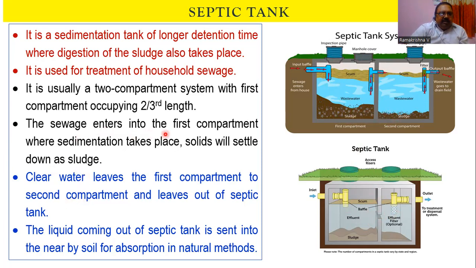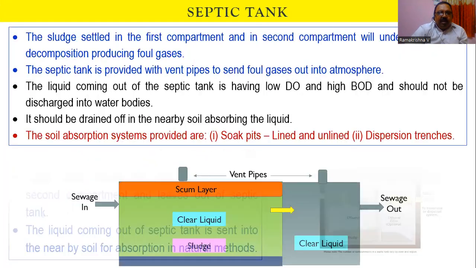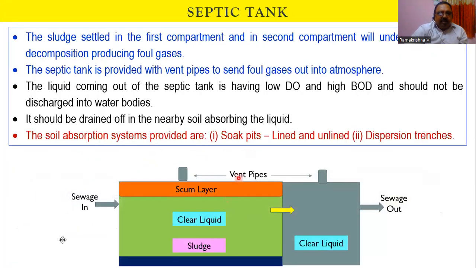So the sewage enters the first compartment where sedimentation takes place. Solids will settle down as sludge. Clear water leaves the first compartment to the second compartment and leaves the septic tank. The liquid coming out of the septic tank is a cleared liquid, and is sent into the nearby soil for absorption by natural methods. It should not be directly sent out. So there should be a proper disposal method for the sewage coming out. So we are providing some soil absorption systems.